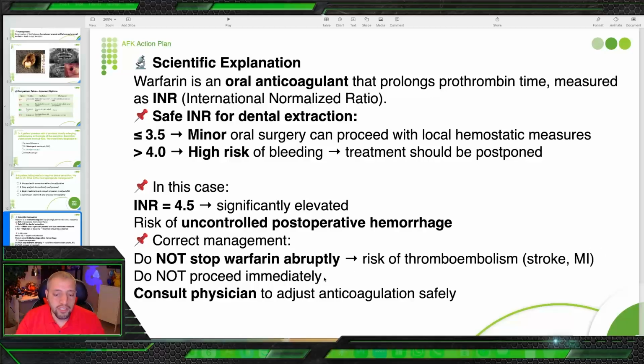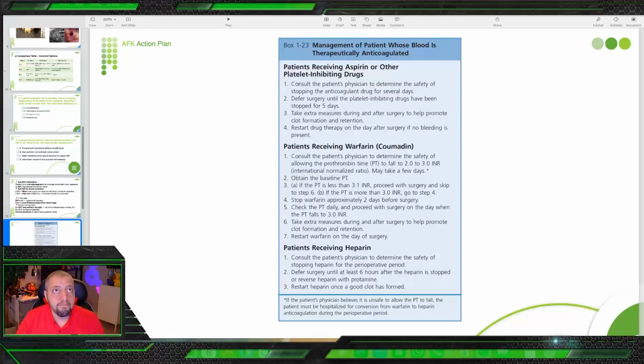You are not going to proceed immediately. You are going to consult with the physician to adjust the oral anticoagulant safely. What is the rationale for the adjustment? To get his blood to be slightly bloody, not watery, so the coagulation system is working. This is the management for the others, like aspirin and heparin. Please read it carefully after this, and it gives you the answer to a very annoying question, maybe you know this question, about aspirin stopping.